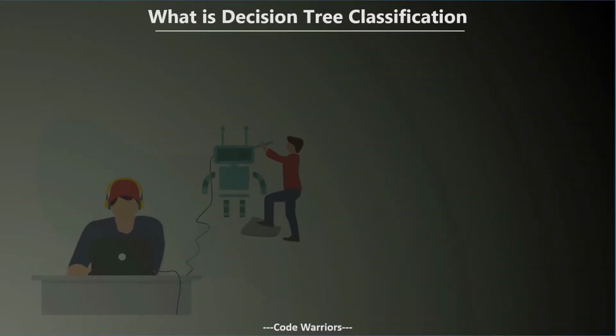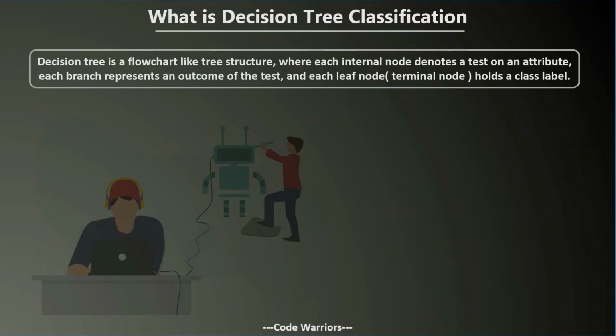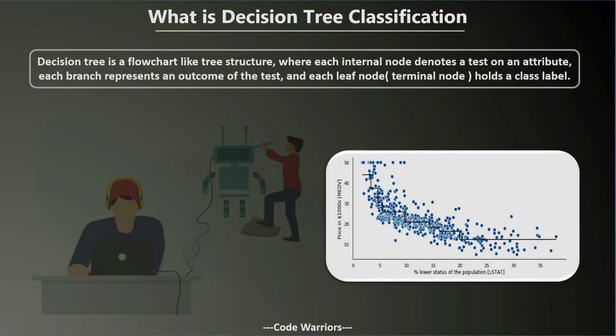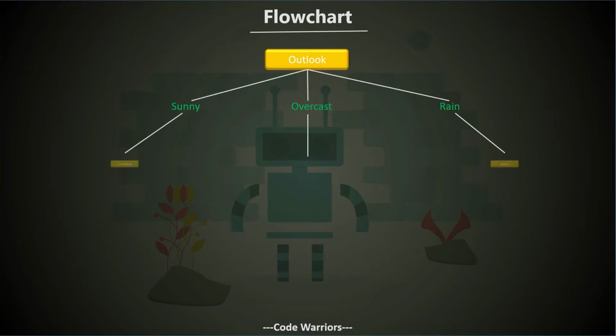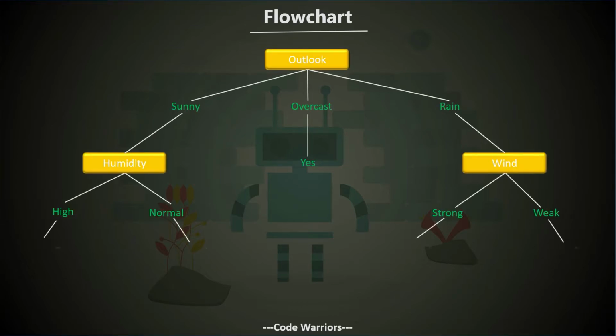So let's move further. What is decision tree classification? The same definition, because the decision trees are the same, but it can be used for both regression and classification. Now the flow chart. Here the flowchart is of classification. Earlier I had shown you the flowchart of regression. This is a random example about weather forecasting.